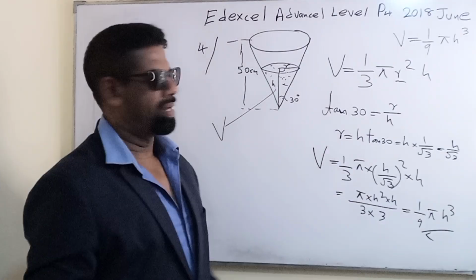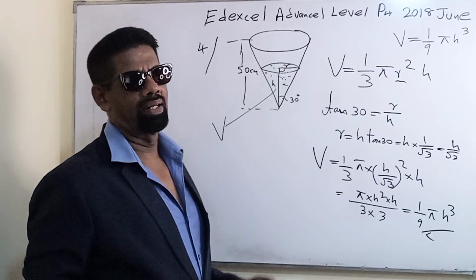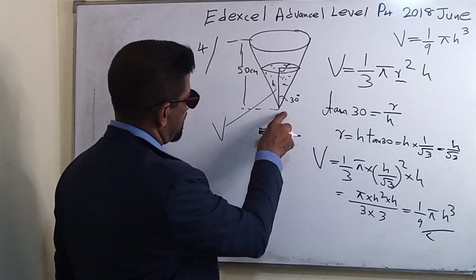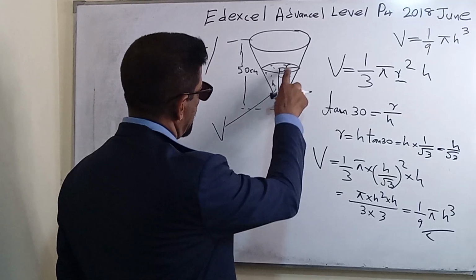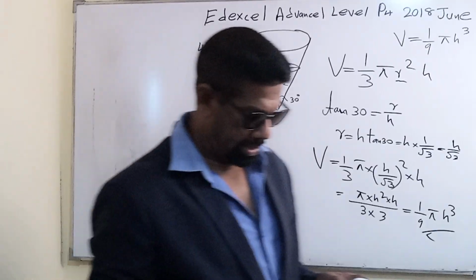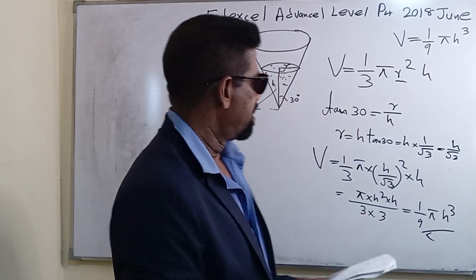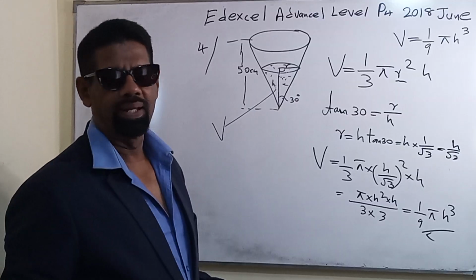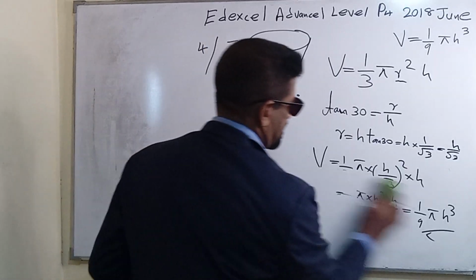I think you are understanding. First, you use this volume of the cone, 1 over 3 pi r squared h. He gave that 30-degree angle, and r you take in terms of h and substitute. Then you can find that value. Okay, first part, right. So you understand, no? Now we are going to look at the second part.